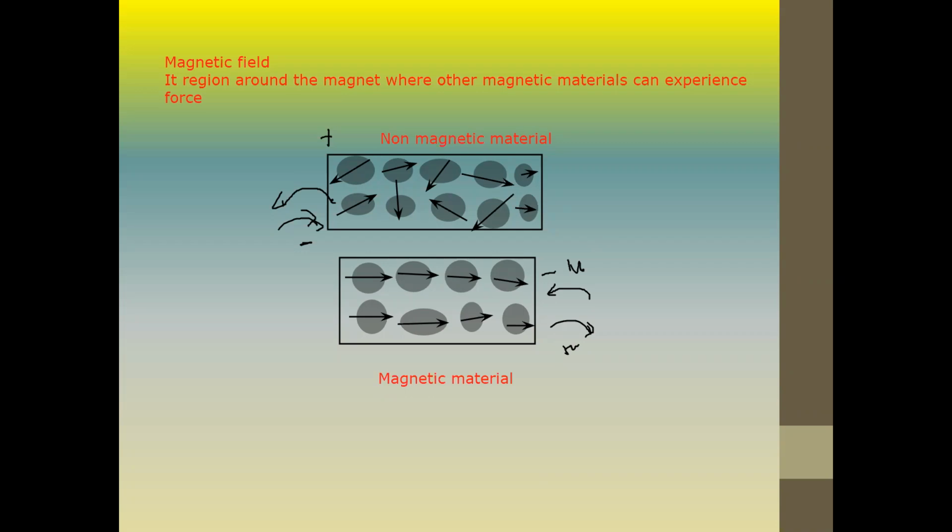But for a charged object, it is due to loss or gain of electrons. When the domains, these atoms, are aligned, we call that a magnetic material. If the atoms are not aligned, we call that a non-magnetic material. This is in terms of magnetic field, comparing the atoms.